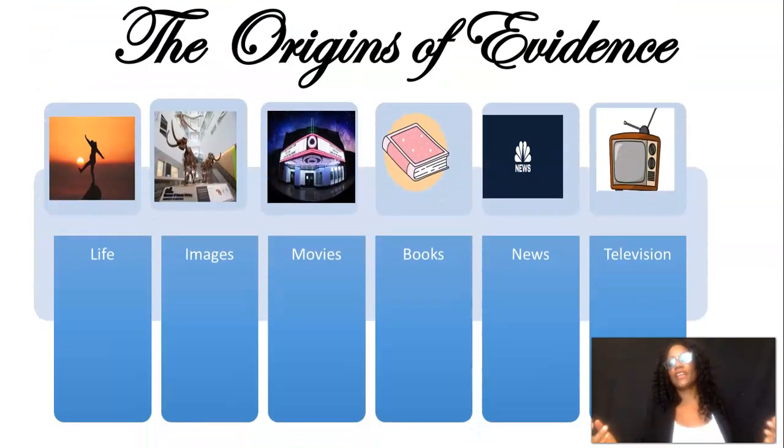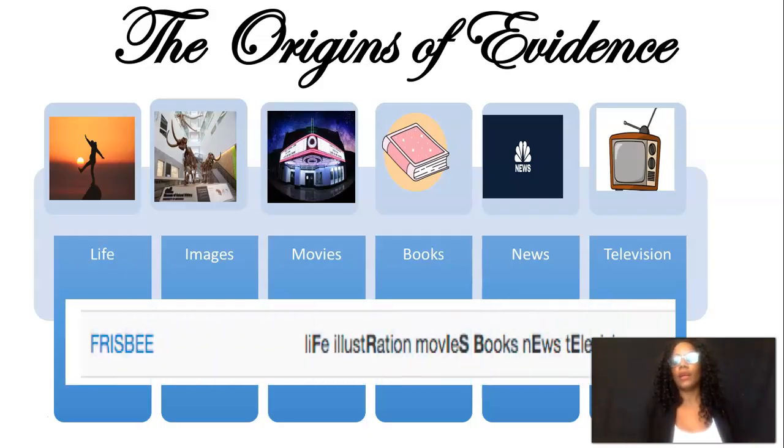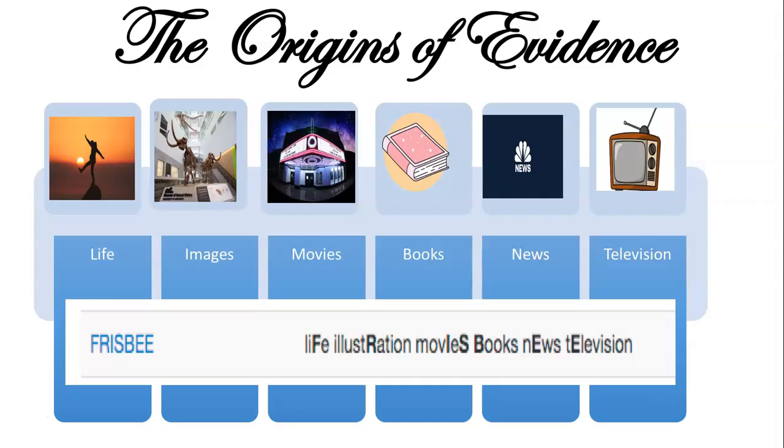So the origins of evidence. Now, most of your evidence are going to come in the literature class from books, poems, short stories, right? Newspaper articles, and the like. However, if you're given like a generic prompt like what makes a great leader, you can draw from several different places. And so I like to call it the frisbee. I don't know, I just coined my own terms here, but you can draw from life.